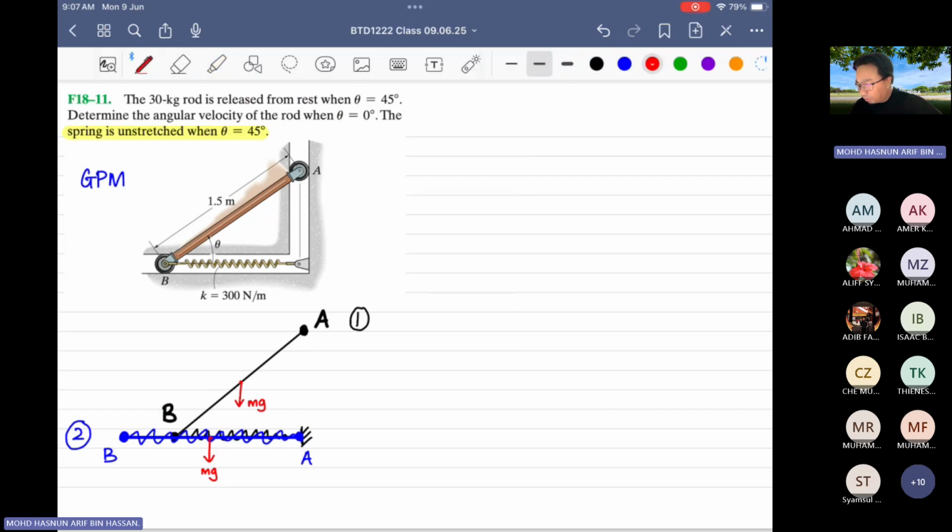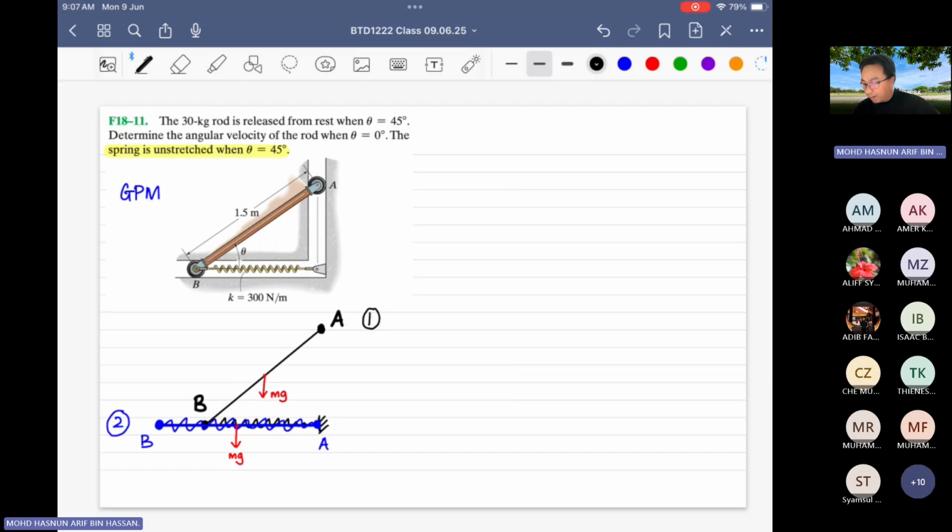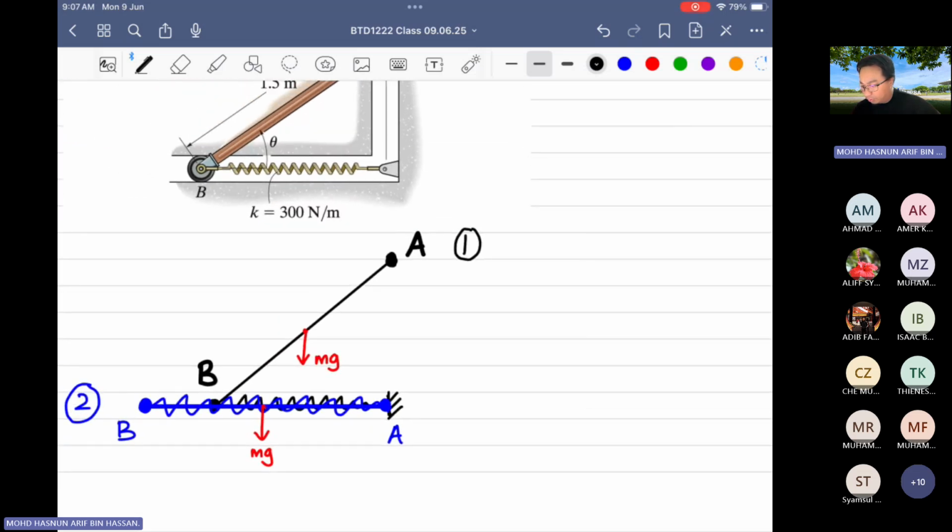Okay, so let's calculate the work done by the weight first. Let's draw a line here so that we can find delta y. Delta y is basically from the first position going down. This will be the delta y. Okay, this is delta y.